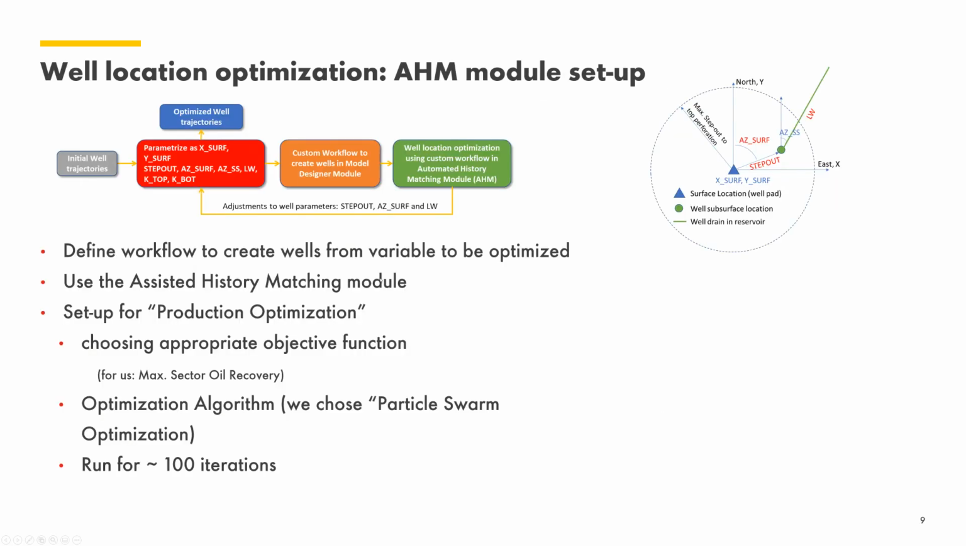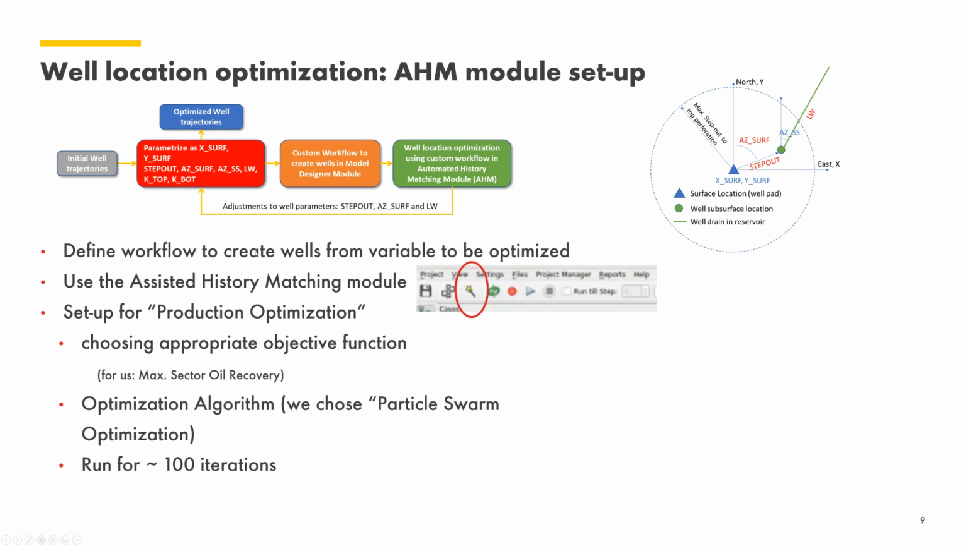Finally, we now have the workflow that works and creates a well based on a few parameters. And now we want to use this workflow to do some optimization. So what we have done: we have parameterized the well, and we've defined a workflow to actually create those wells based on those parameters. And now we are going to use the automated history matching module to update the variables based on an objective function. And we will go through this loop in the hope to increase the recovery.